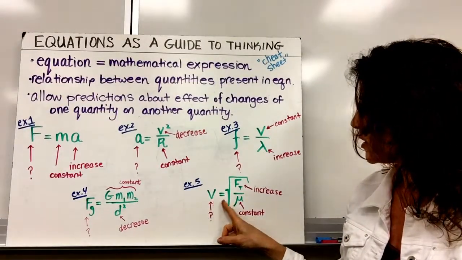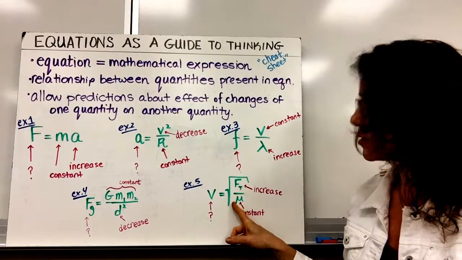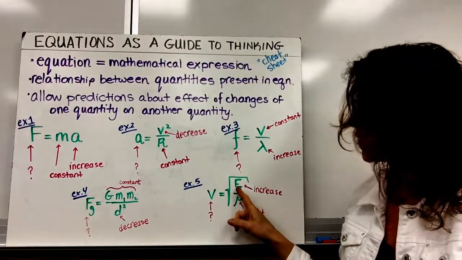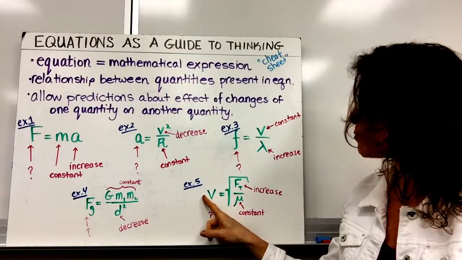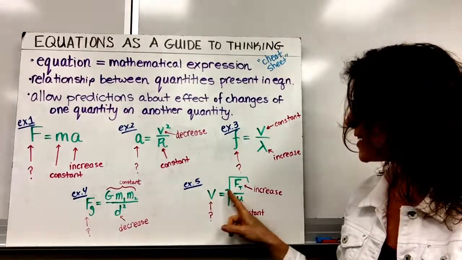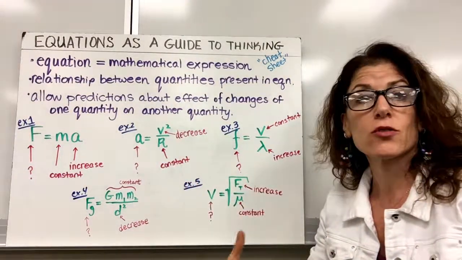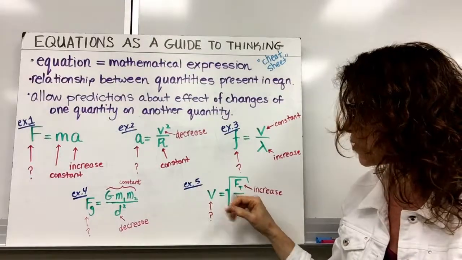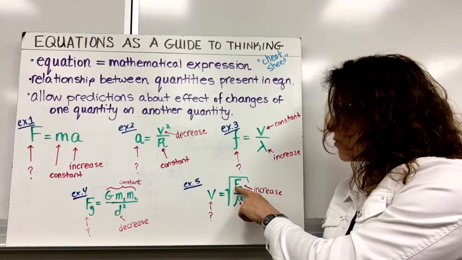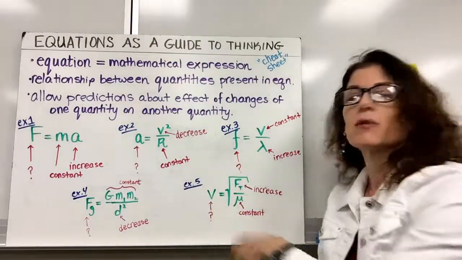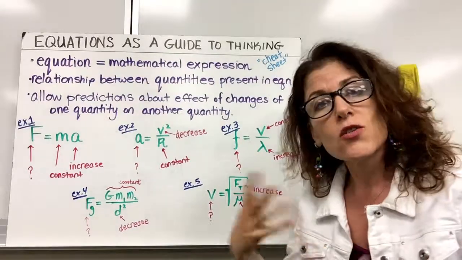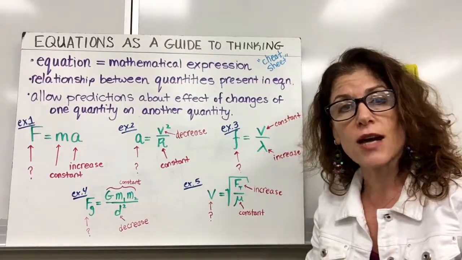Last example, this is V equals square root of Ft over this Greek letter mu. So if I increase Ft, V is going to get bigger, right? But not quite as big as when it was over here, because this is a square root. A square root cuts things into a smaller piece. So taking the square root of a bigger number will still make this bigger, but it's not going to increase as quickly. So this is how you can use equations to guide your thinking.